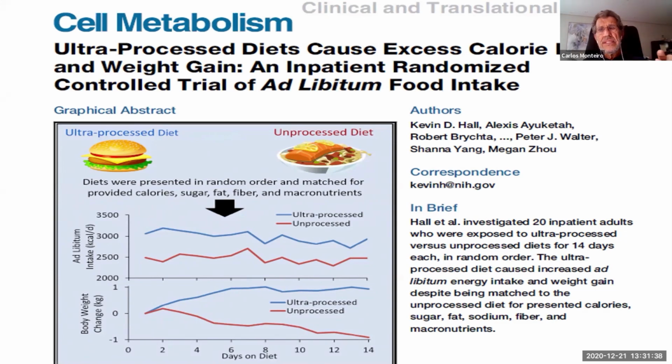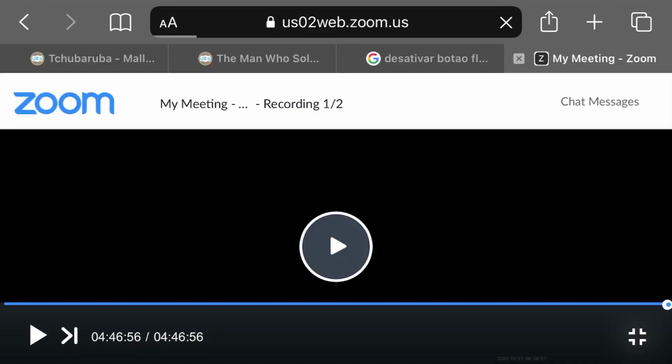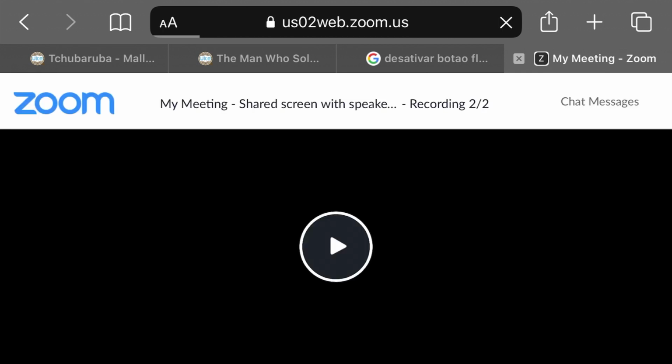What was the main finding? The main finding was that when a person was on an ultra-processed diet, that same person, when changed to a non-ultra-processed diet, the difference was 500 kilocalories. So eating ultra-processed foods for these people was equivalent to consuming 500 kilocalories more.